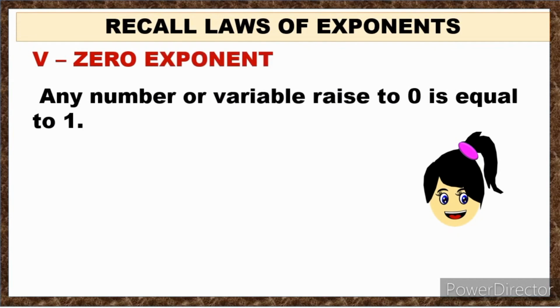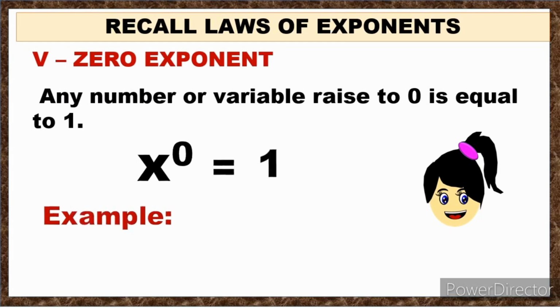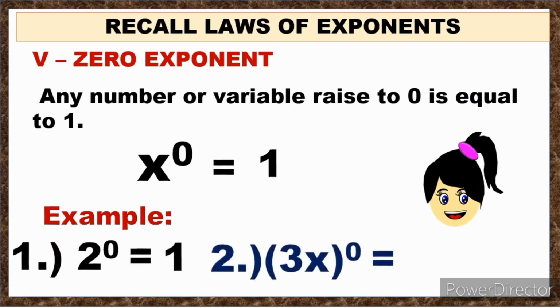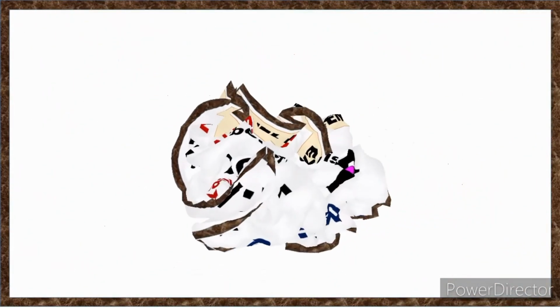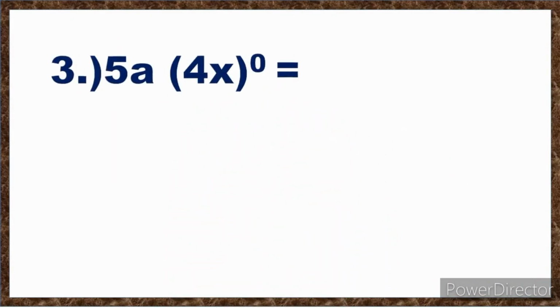Okay, next, 0 exponent. Any number or variable raised to 0 is equal to 1. Okay, so x raised to 0 equals 1. Okay, example, 2 raised to 0 is 1. Number 2 example, 3x raised to 0 equals 3 raised to 0, x raised to 0, then it is equal to 1 dahil naka-parenthesis siya. Kahit anong number na nakalagay sa parenthesis, any number or variable, basta nasa loob siya ng parenthesis at naka-raise to 0 equals 1.